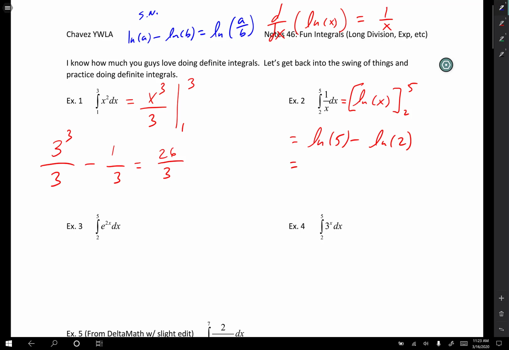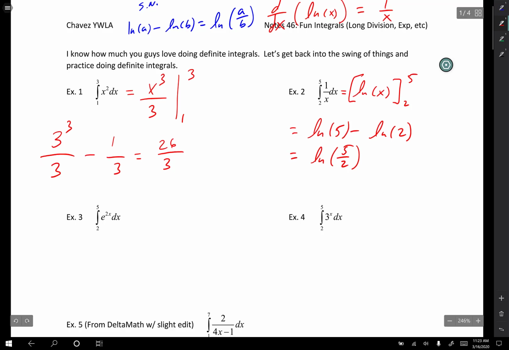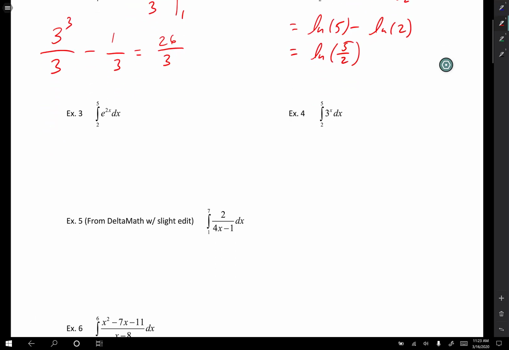Some of you guys have been making a mistake. You did ln of a divided by ln of b. That is not correct. So we come back here and we say ln of 5 over 2. And there it is. That's it. And you can verify that. You can type that into the calculator and see that that is, in fact, correct there. All right. So here we go.